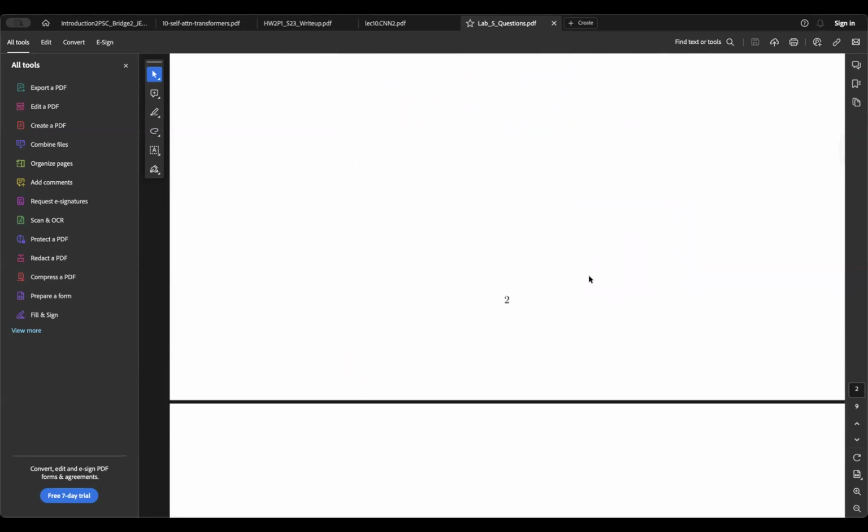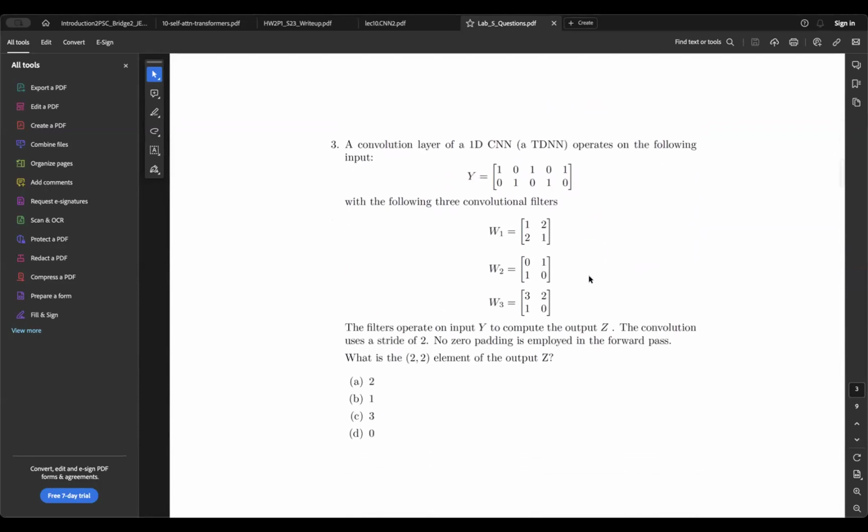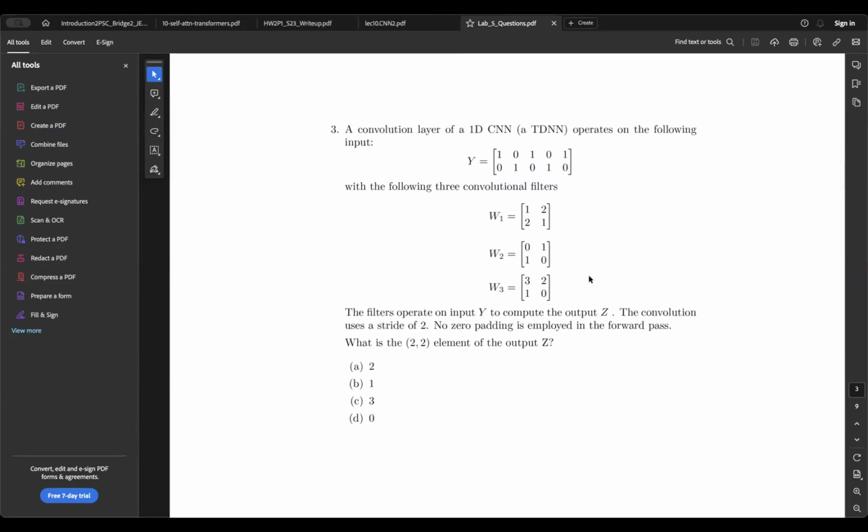All right, if that's clear, I think we can move forward to the third question. This one is again a 1D CNN. A convolution layer of a 1D CNN operates on the following input, where Y is given as that, with the following convolution filters. This time we have 3 filters. The filters operate on input Y to compute the output Z. The convolution uses a stride of 2. No zero padding is employed in the forward pass. What is the second element of the output Z?